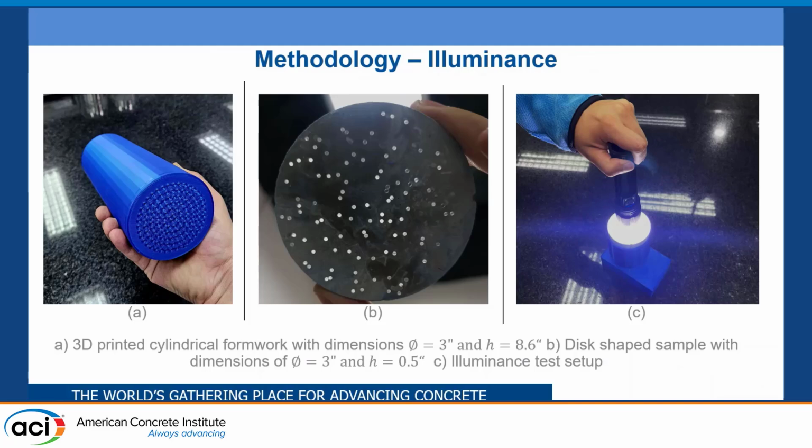Finally, with luminance, the formwork was made almost the same as the one we used for the dynamic modulus, with the slight difference that instead of the fibers going through its diameter, they went through its length. We also 3D printed the setup so we can put the disc on top, the luxometer on the bottom so we can measure the light, and the lantern on top so we can see how much light was going through.